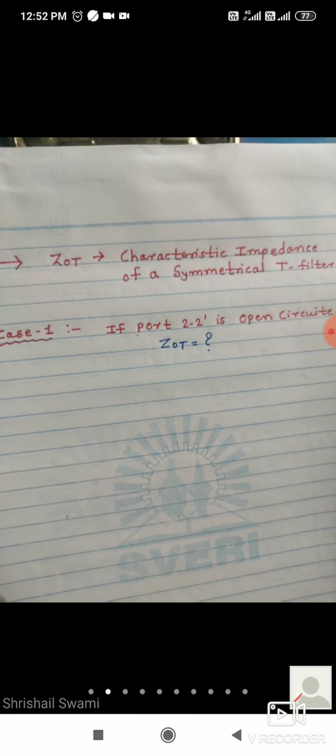म्हणजे पोर्ट 2 dash च्या जागी Z0 नाही आहे, so that is open circuited. So what will be the ZOT that you are going to find out? काय असणार आहे सांगा बघू. If it is open circuit, आता ZOT चे केस 1 आणि केस 2 काय असणार आहे? Case 1 means port 2 dash is open circuit and case number 2 is port 2 dash is short circuit.